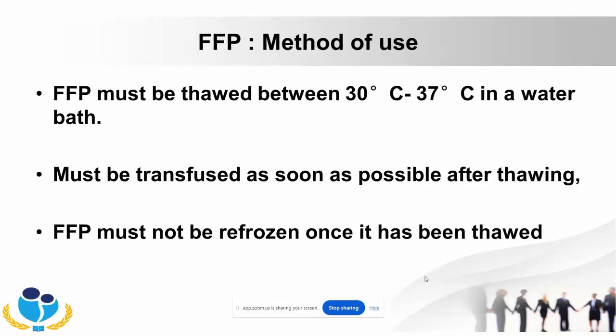As we said, fresh frozen plasma is stored at minus 18 degrees, so it can be transfused after thawing in warm water at 30 to 37 degrees. We have to bring it closer to the body temperature. It should be transfused as soon as it is thawed, and it must not be refrozen once it has been thawed.